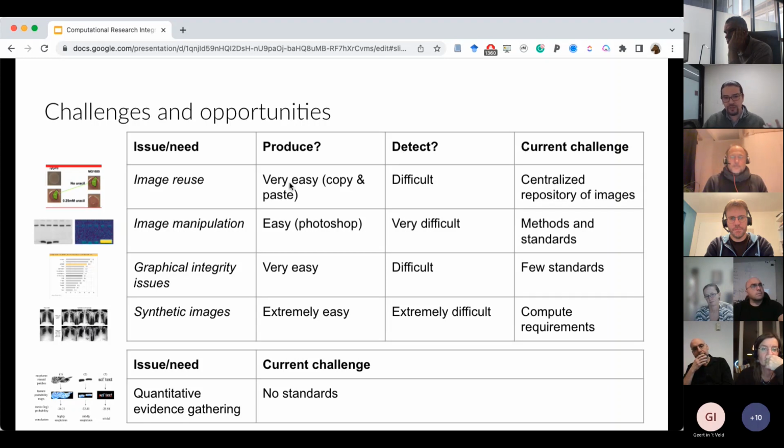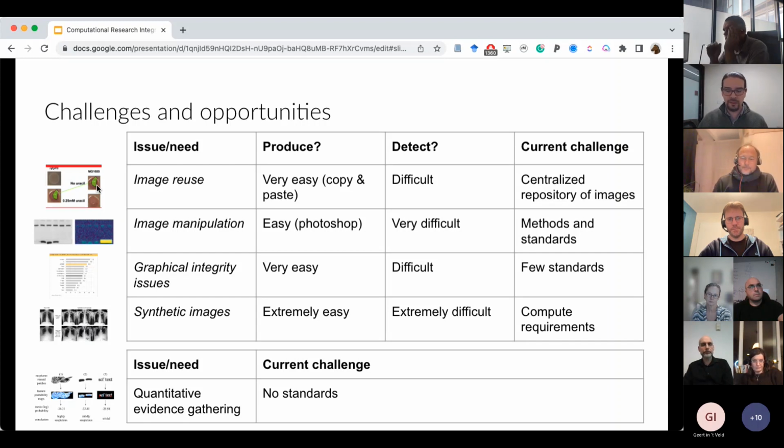So for image reuse, it's very easy to generate. You just need to copy and paste. It's relatively difficult to detect because of a scale problem. We need to detect reuses against all images ever published, and that, in my estimation, could be 1 billion images of scientific papers. So the current challenge, and I'm glad that we have some people from STM, I'm glad that we are creating this centralized repository of images, and I think that will be great to make available for companies and for researchers to study.